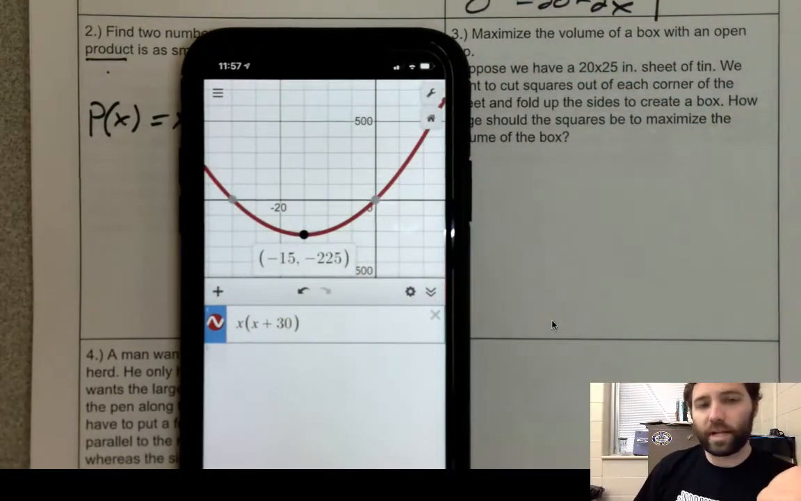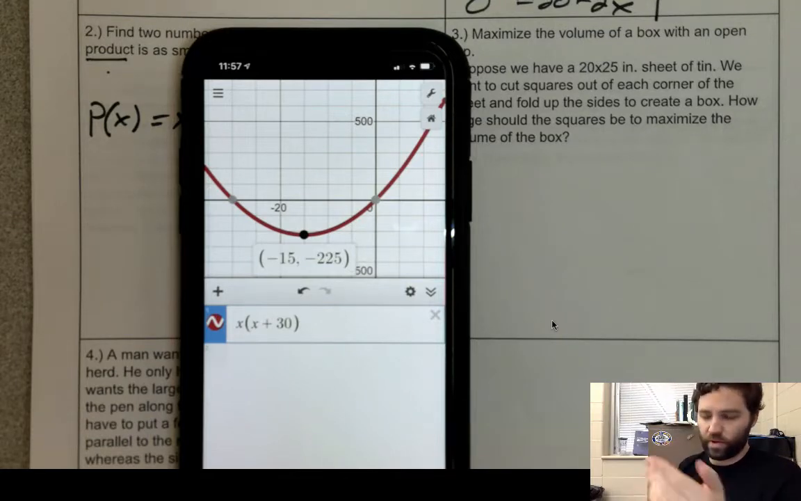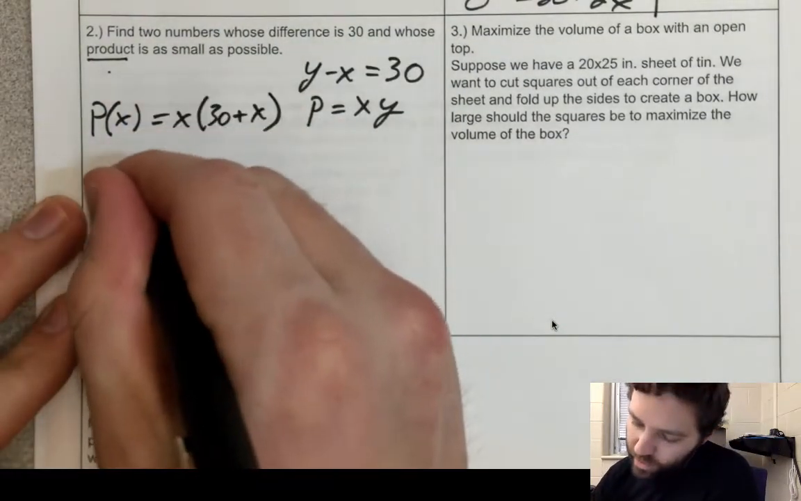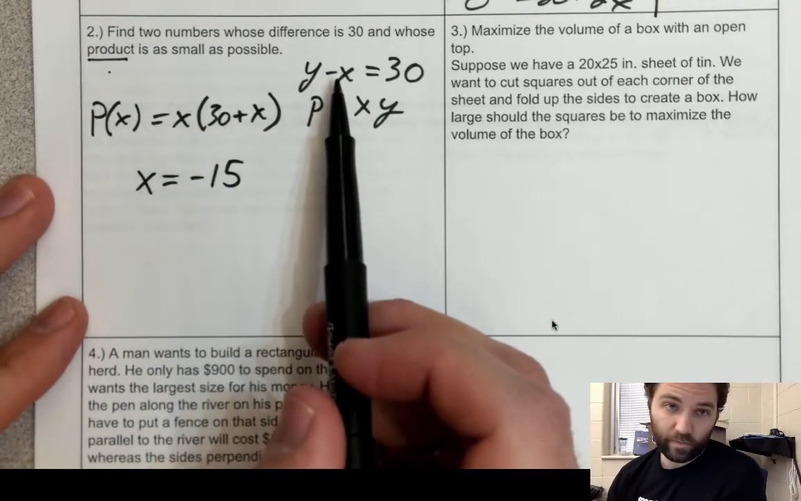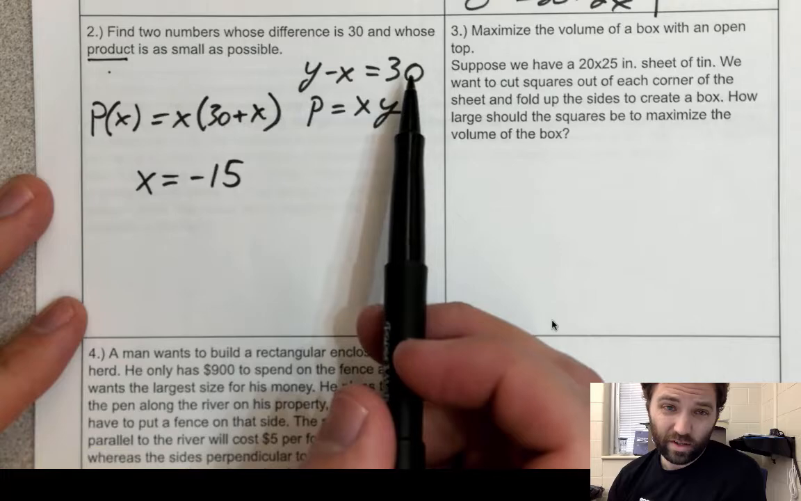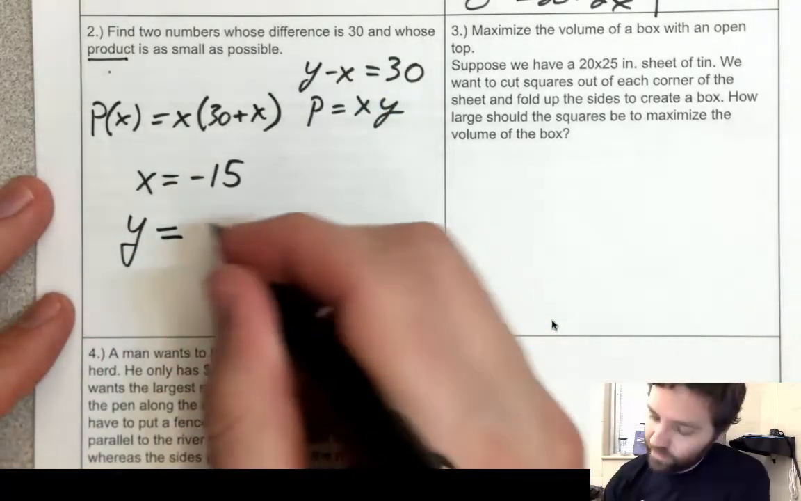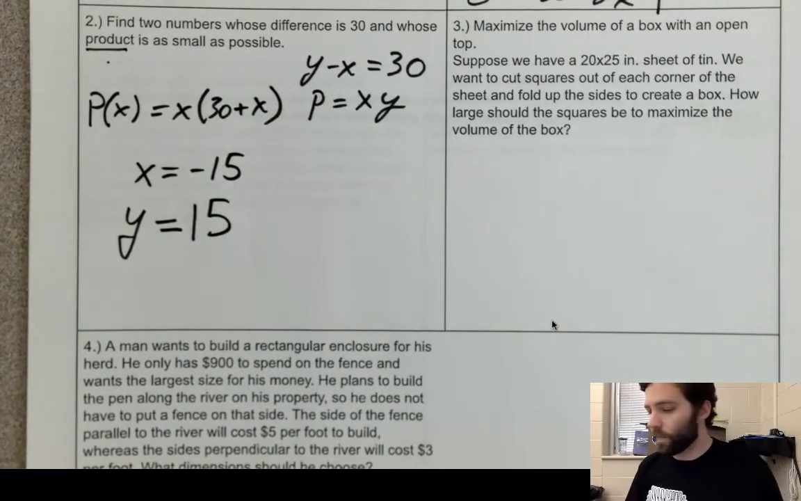So our minimum turns out to be negative 15, and that might be confusing because our previous question was a positive number, but there's no restrictions on x or y, or either of the numbers, being positive or negative. So negative 15 is fine. So x equals negative 15. That's one of our numbers. And then to figure out what our other number is, we can just plug it in here. So y plus 15 equals 30. That's going to result in y being equal to positive 15. Okay, and so that's it for that one.